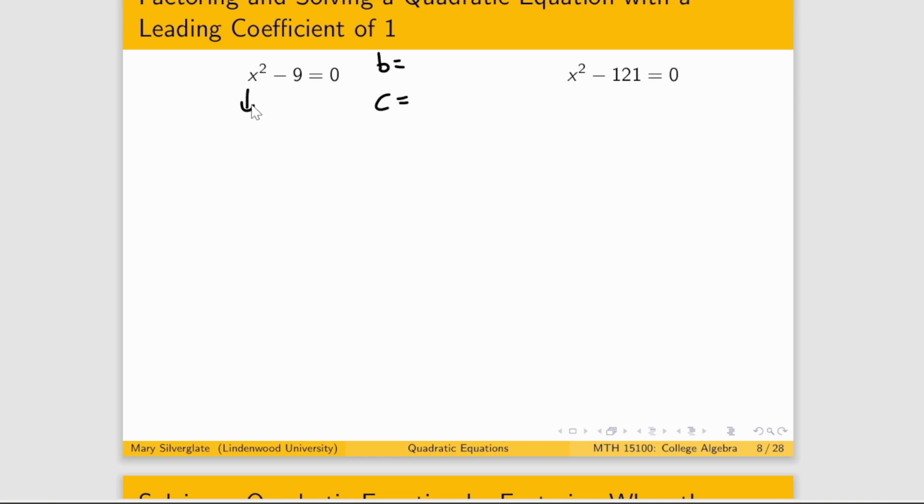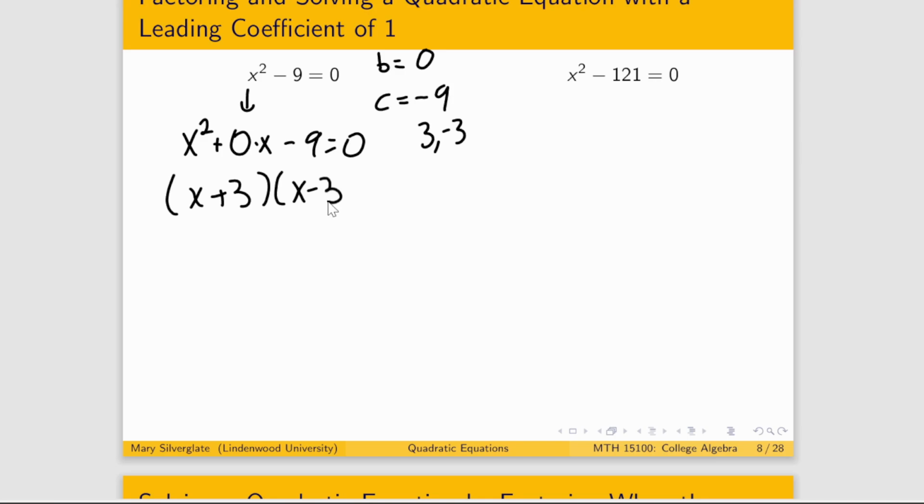So that means this equation can really be rewritten as x squared plus 0 times x, kind of a place value holder, minus 9 is 0, because 0 times x is simply 0. That's why it's not written. Now in this way, you see that b is equal to 0 and c is equal to negative 9. So we're trying to multiply to negative 9 and add to 0. And what two numbers would do that? That would be 3 and negative 3. So this can be rewritten as x plus 3 times x minus 3 is equal to 0.